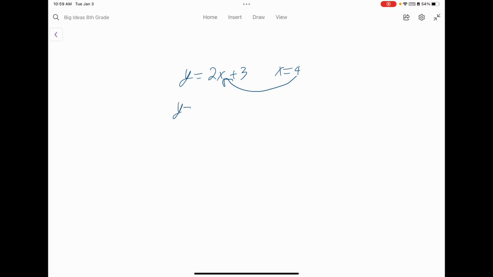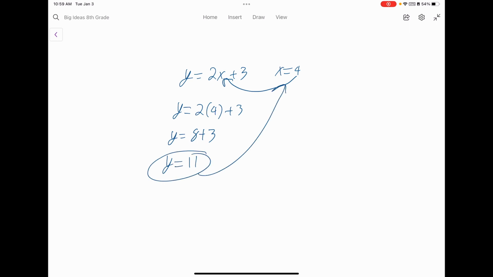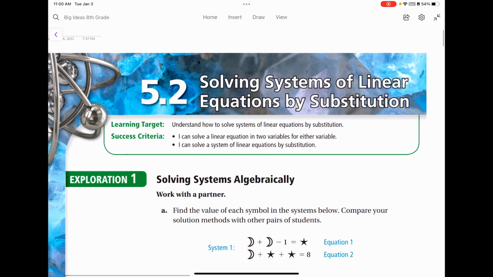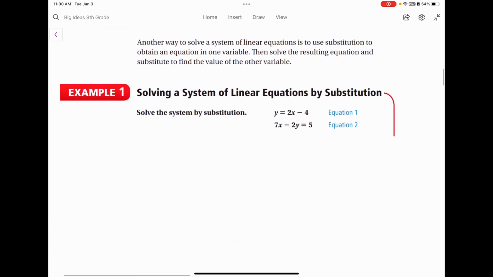So we have y equals 2 times 4 plus 3, okay? Then we just evaluate from here, going by our order of operations, which says multiplication first, which would mean y equals 8 plus 3. So we have y equals 11 as the answer when x is equal to 4. So this is a form of substitution, okay? What we're going to see today is we're going to substitute more than just a value in for a variable, okay? So let's go on today to example 1.